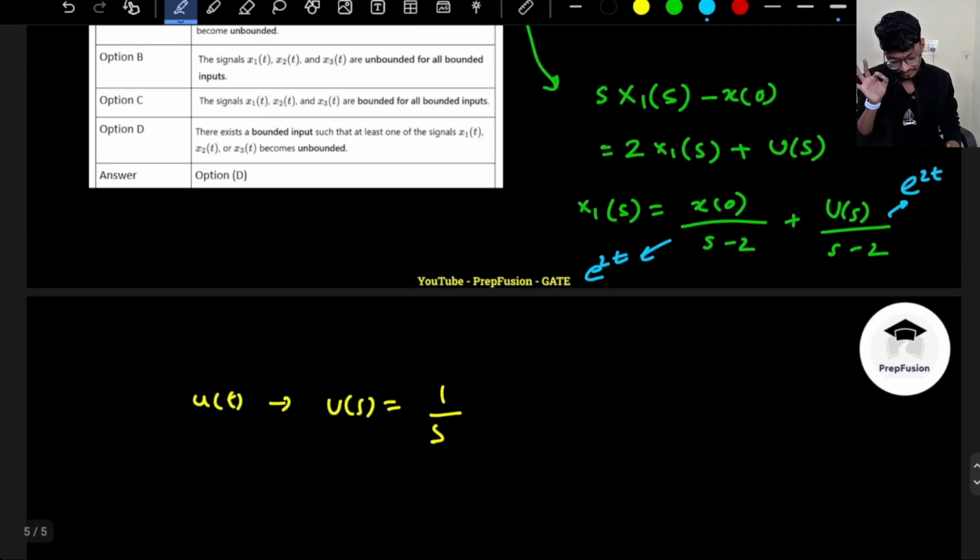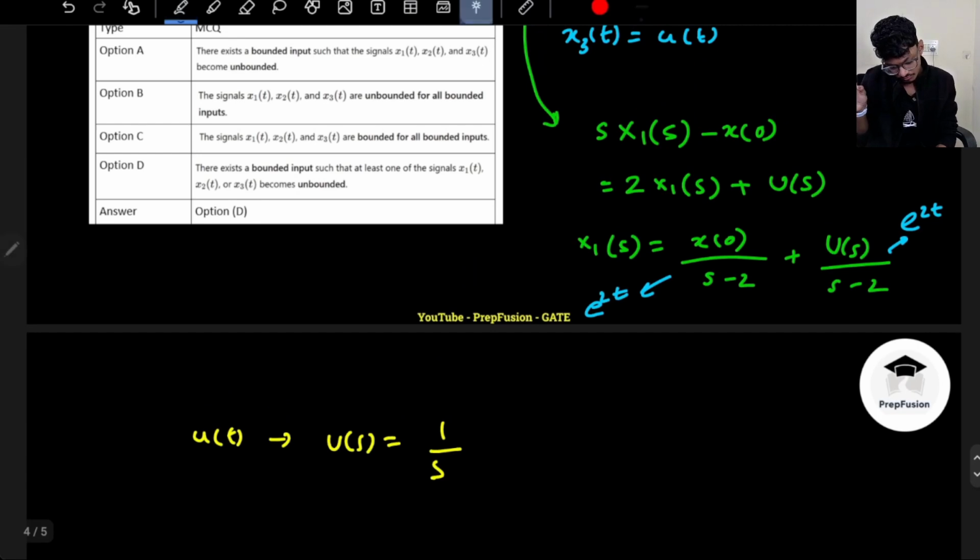So from here I can definitely say that for any bounded input, one of the state variables will always be unbounded. So this statement, there exists a bounded input such that signals x1, x2 and x3 are unbounded, okay, but they are telling all the signals will become unbounded. Is that true? I have to check. Yes, it is correct that for a bounded input I am getting one of the signals unbounded, but I have to check for the other state variables as well.